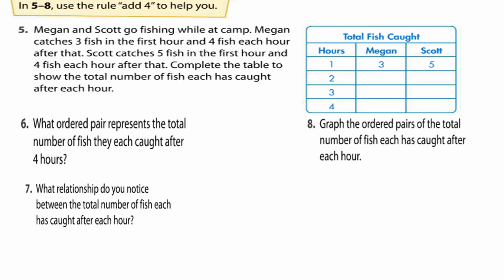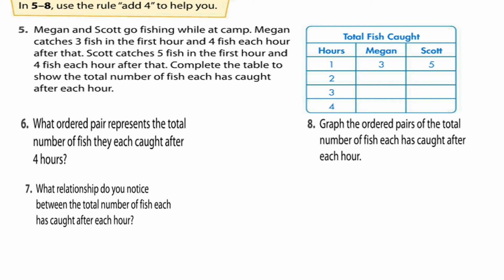Okay, let's take more questions. In questions 5 to 8, use the rule at 4 to help you. It says Megan and Scott go fishing while at camp. Megan catches 3 fish in the first hour and 4 fish each hour. So what is the rule of Megan here? Of course, it is adding 4.